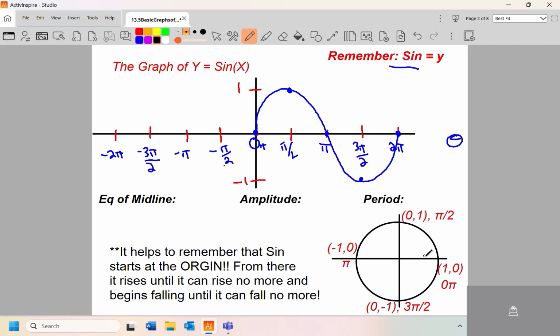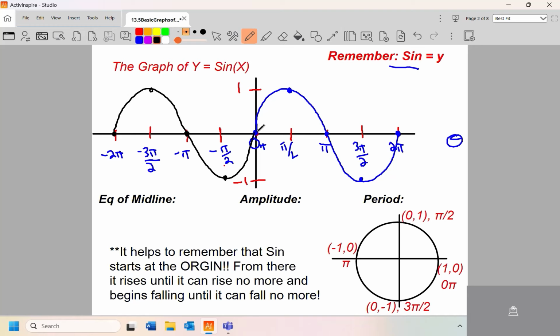Working backwards, negative pi over 2 would be right here. It would be negative 1. Negative pi would be right here at 0. Negative 3 pi over 2 would be back up to 1. And then negative 2 pi would be back to a y value of 0. So here's the one cycle to the left. And there are 2 full cycles of the graph of y equals sine of x.